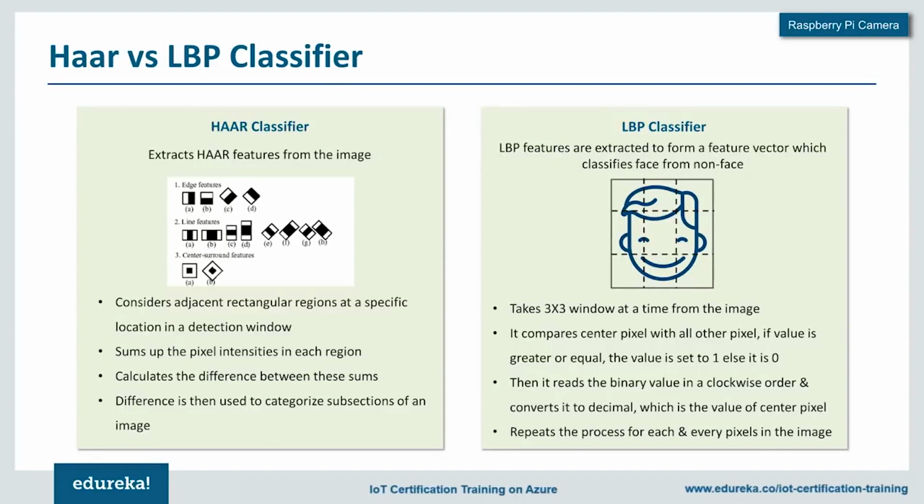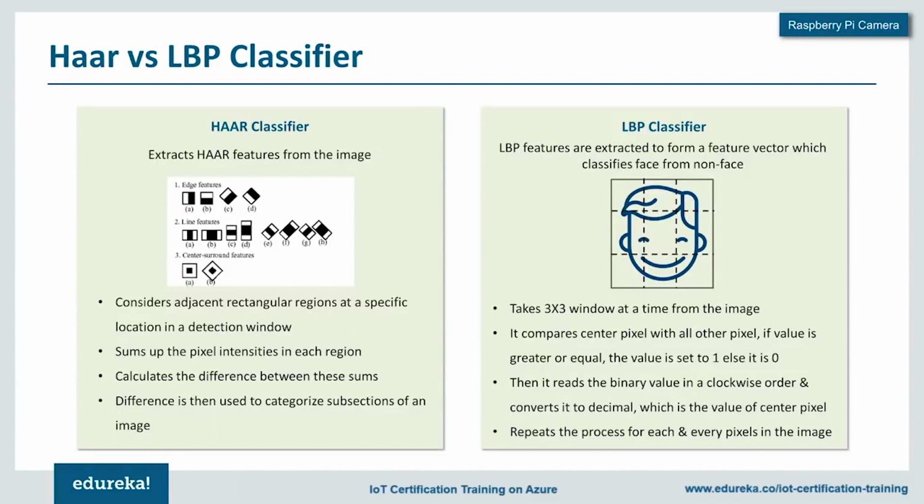What it does is consider the adjacent pixels in the region where the face is detected, and then it sums up the intensity of the pixels in each of these regions. Once it's done, it calculates the difference between these sums, and then uses them to differentiate between the section and the subsection of the images.